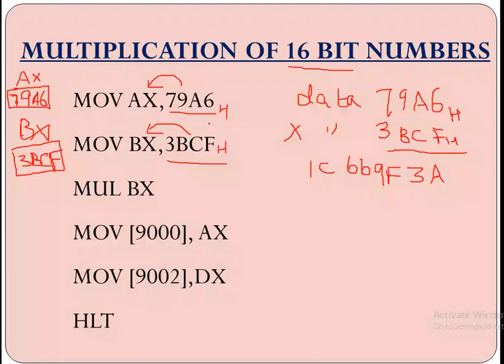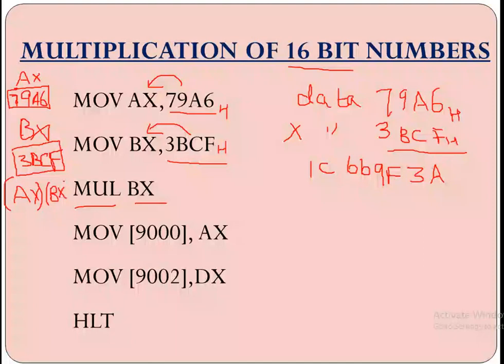Now you start the multiplication. You just give MUL BX. It will automatically multiply this data with AX. After this execution, the content of AX and the content of BX will be multiplied. And where will the answer be stored? The answer will be stored in the accumulator.